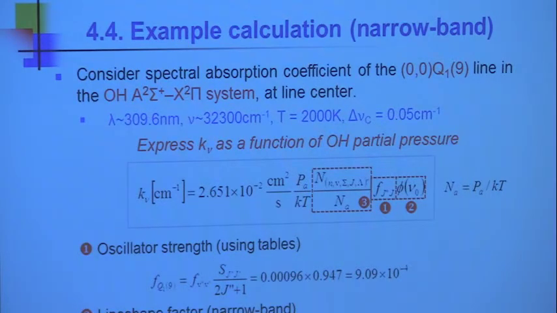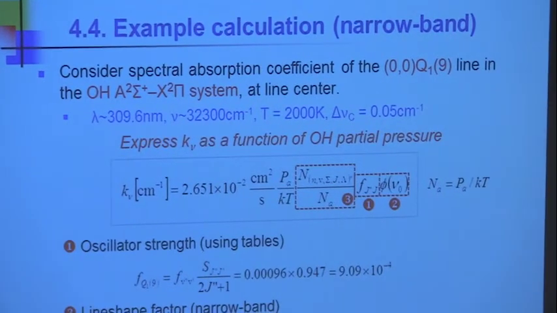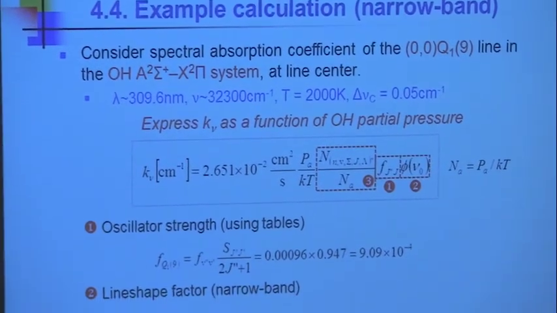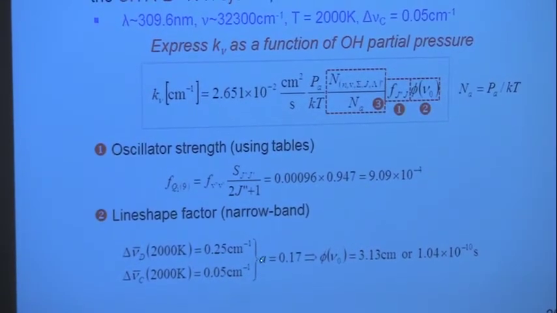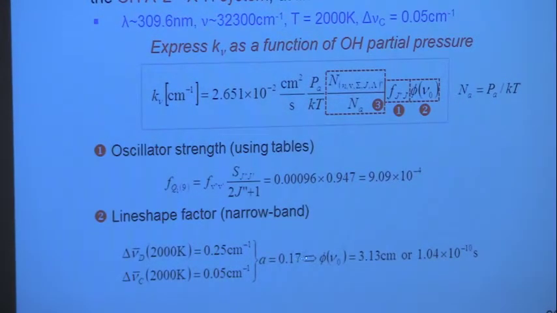Line shape factor, you know how to do this. We calculate the Doppler width at that temperature. We calculate the collision width if we have the collision broadening. We go to the Voigt tables. This corresponds to an a of 0.17. We get the line shape function. It's a number, 3.13 centimeters. So 1 and 2 are done.